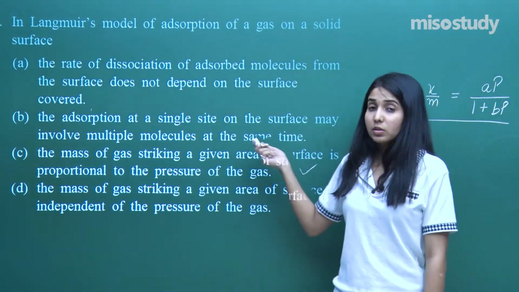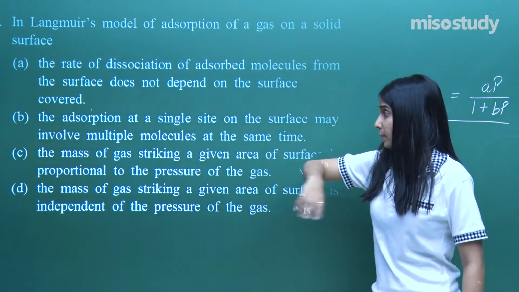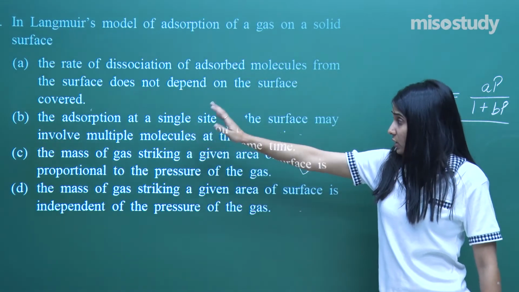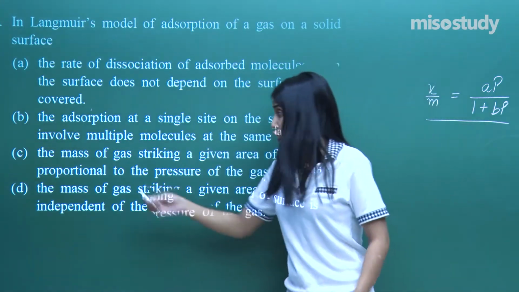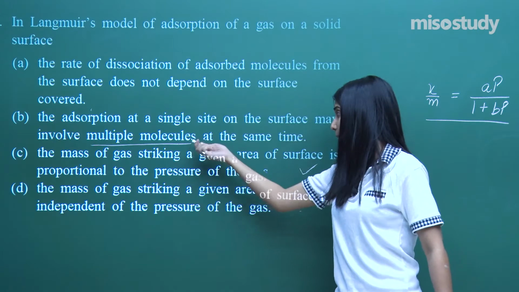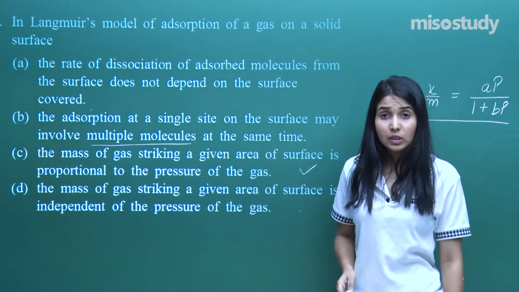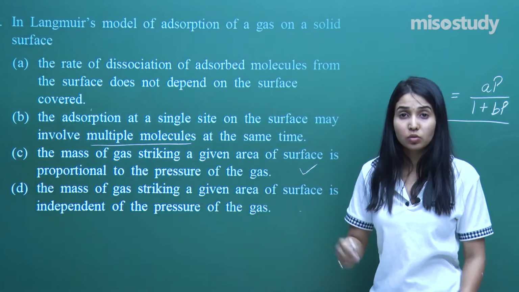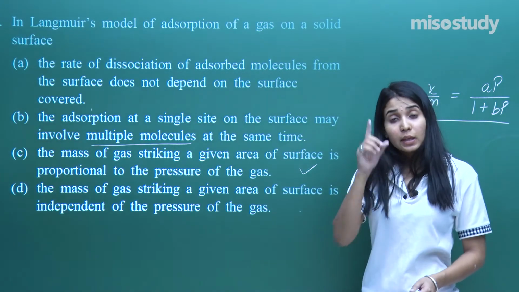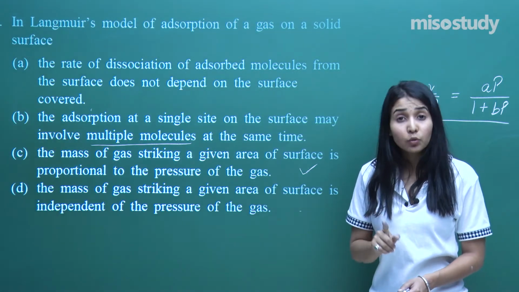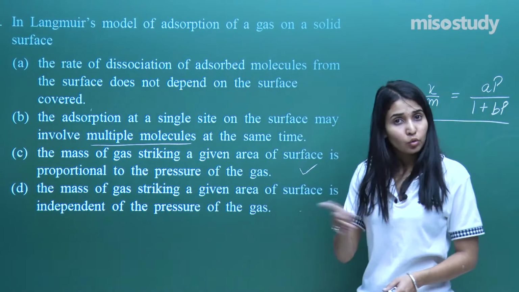Now, if you have to rule out other options, you can even do that. What does it say? It says adsorption at a single site of the surface may involve multiple molecules. It says multiple. Is it so? What have we done in the postulates? That Langmuir adsorption isotherm is monolayer in nature. If it is monolayer, then one particular site would interact with just one molecule, right? So, this one is ruled out as well.